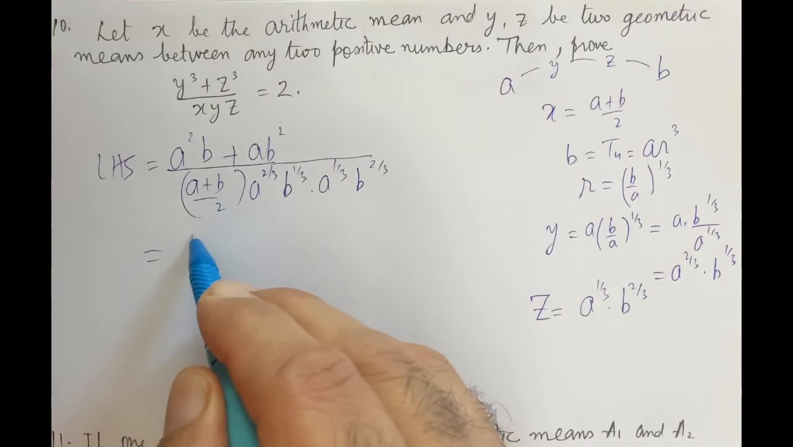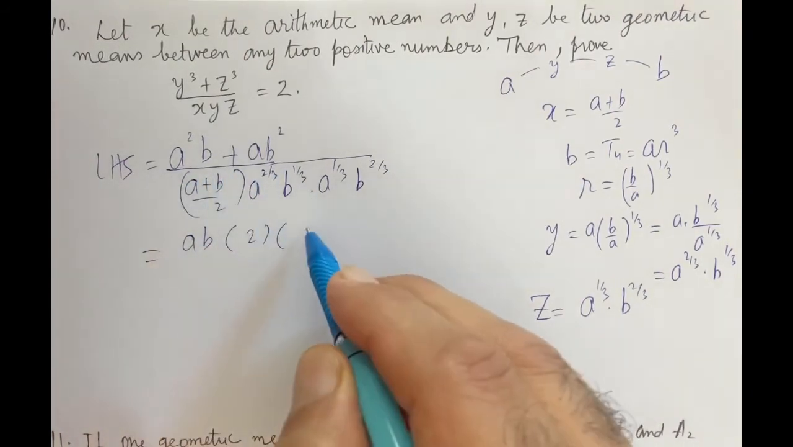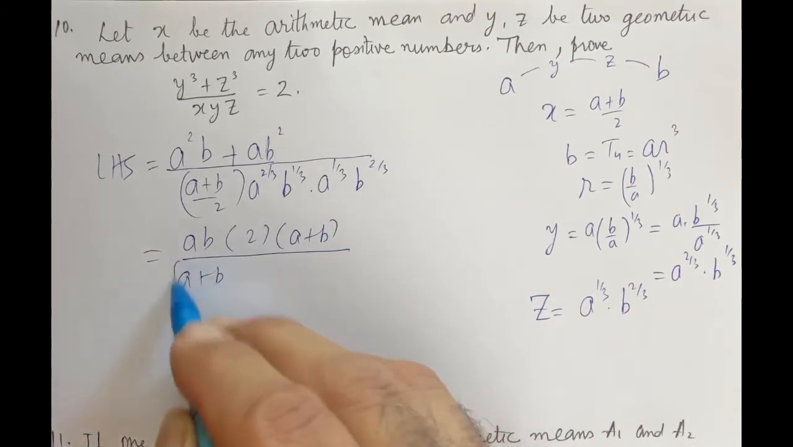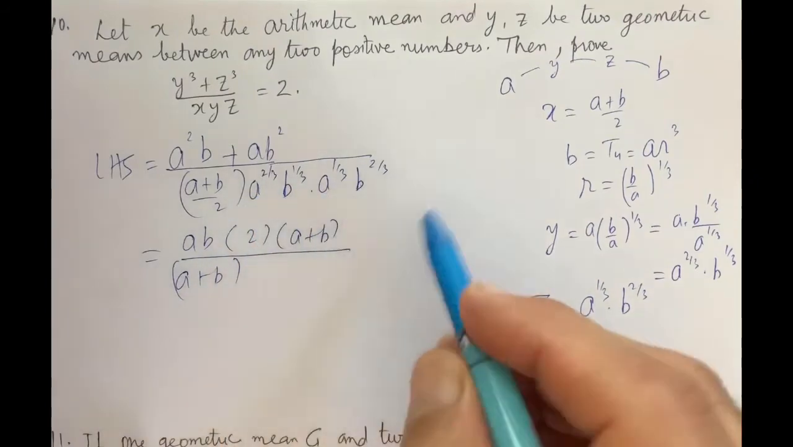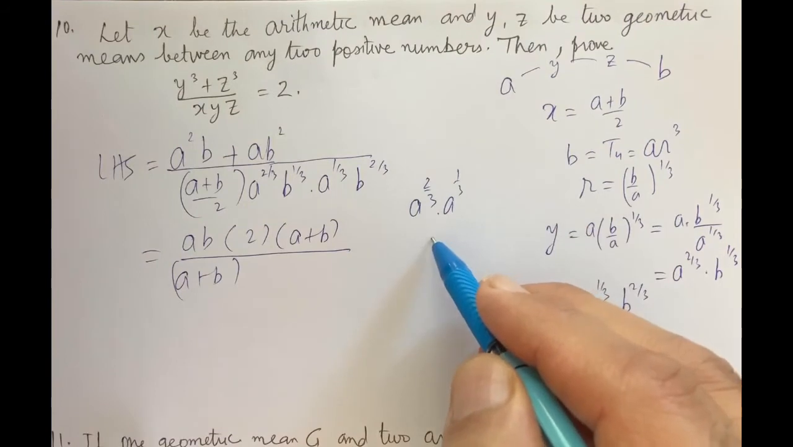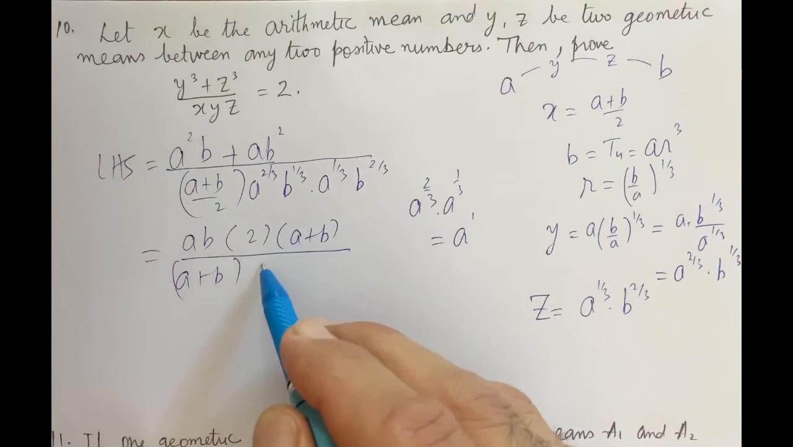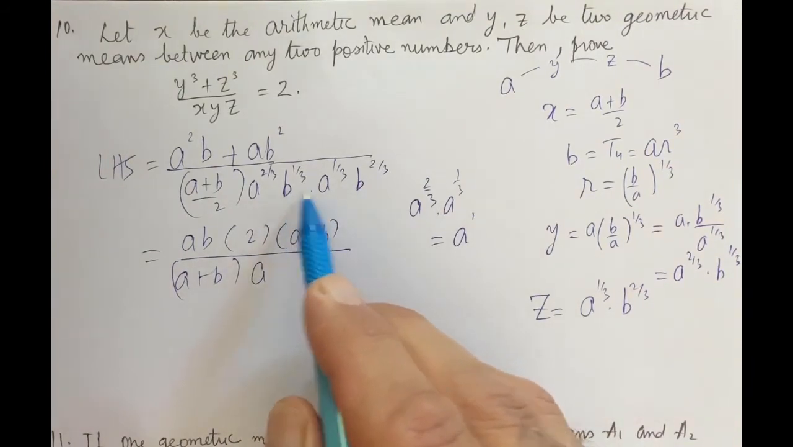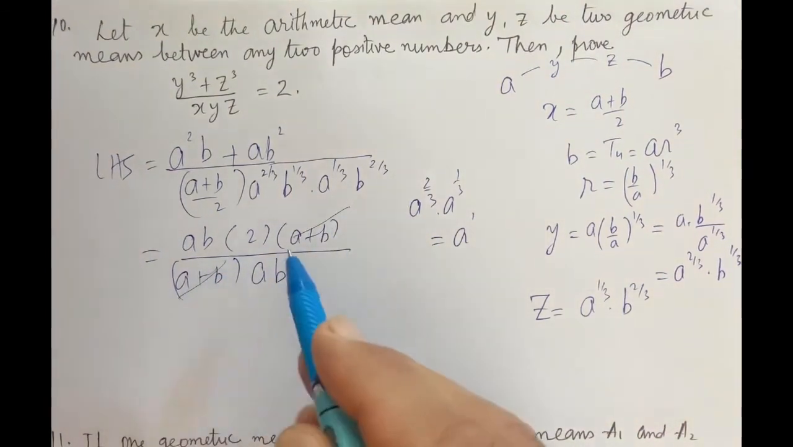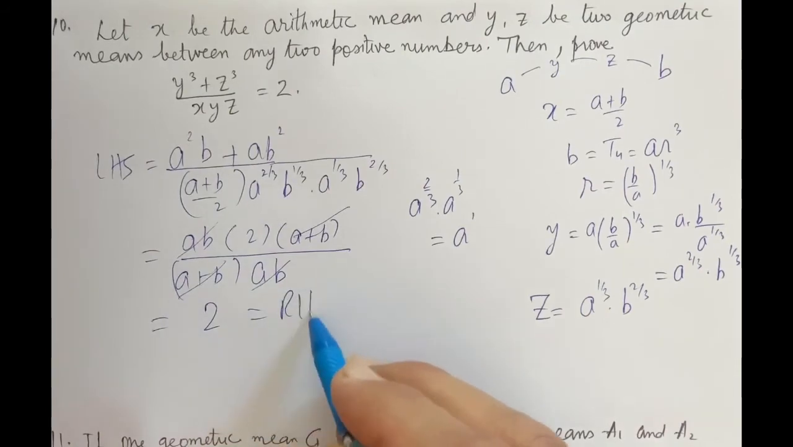So we can take a into b common. This 2 will come here and a into b common. So we'll have a plus b here divided by a plus b. A raised power 2 by 3 into a raised power 1 by 3, same base, we add exponents. This will be a raised power 2 by 3 plus 1 by 3, that is a. Similarly, b raised power 1 by 3 into b raised power 2 by 3, this is b. Now a into b will cancel with a into b. This is 2 and this is what we wanted to prove.